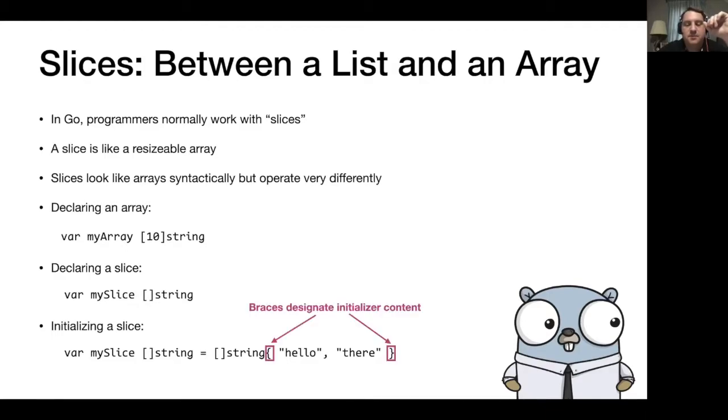So the braces designate the initializer, and that's a paradigm that's used all throughout Go. That's true for arrays, it's true for structs, it's true for maps. As we get into all those things in later episodes, you'll see that the braces usually indicate that it's going to be static initializers.